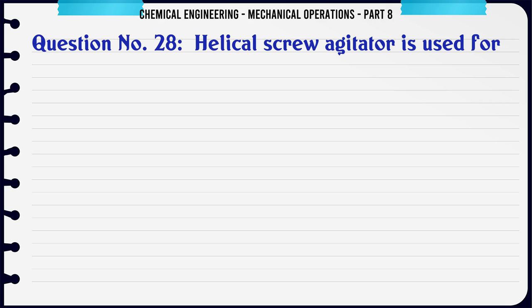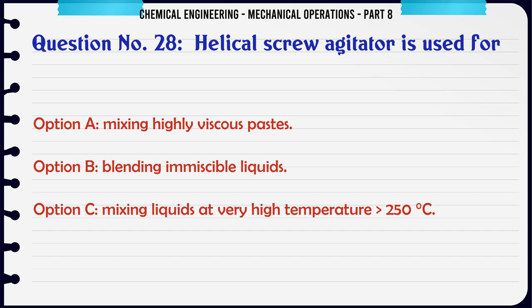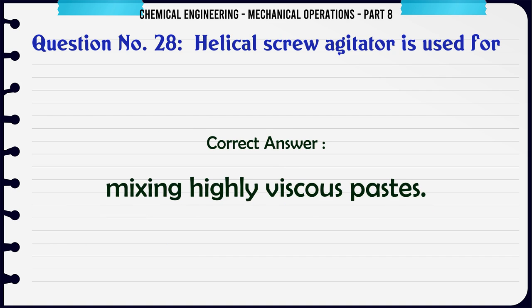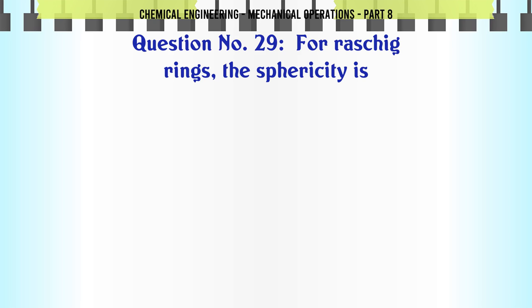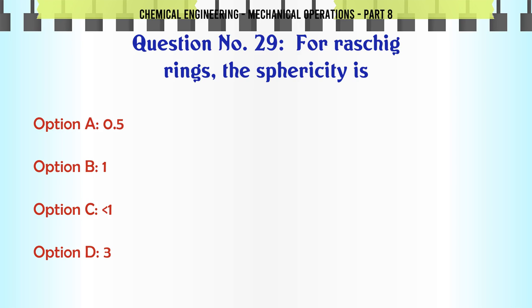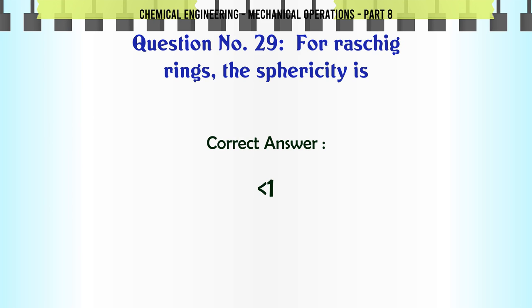Helical screw agitator is used for A. mixing highly viscous pastes. B. blending immiscible liquids. C. mixing liquids at very high temperature, 250°C. D. None of these. The correct answer is mixing highly viscous pastes. For Raschig rings, the sphericity is A. 0.5, B. 1, C. 1, D. 3. The correct answer is 1.